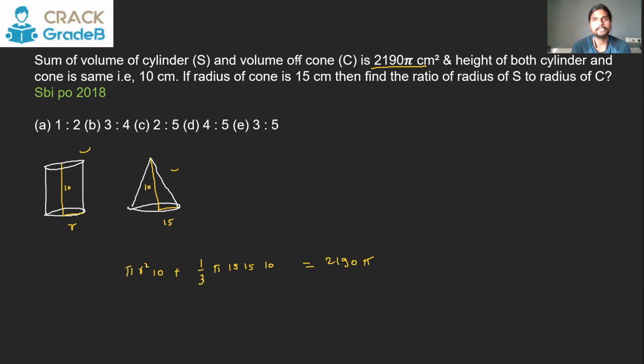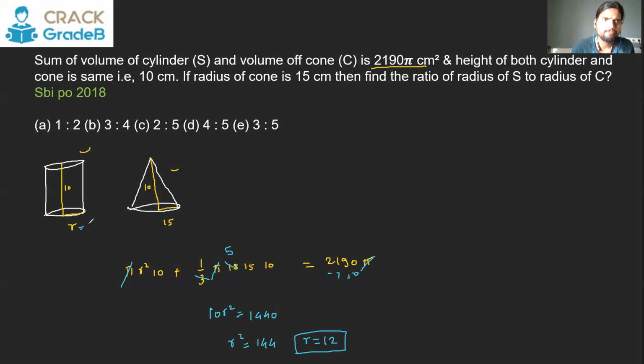So pi will cancel from both sides. From here pi cancels with the pi on the other side. 3 goes into this 5 times. This becomes 750 plus 10r square is equal to this. So 10r square is equal to, just subtract 750 from it, it becomes 1440. So r square will be equal to 144. The r will be then the root of it, which is 12. The radius will come out to be 12.